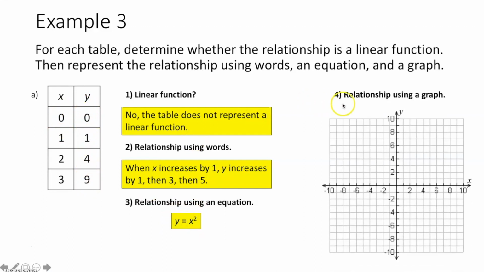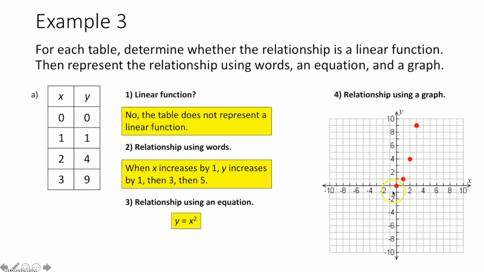Now let's go ahead and represent this relationship using a graph. So we're going to graph each of these points. Let's plot each of these points. 0, 0, that's our origin, so we put that right in the middle. 1, 1, we go over 1 on our x-axis, up 1 on our y-axis, put a point. 2, 4, we go over 2 on our x-axis, up 4 on our y-axis, put a point. 3, 9, we go over 3 on our x-axis, up 9 on our y-axis, put a point.